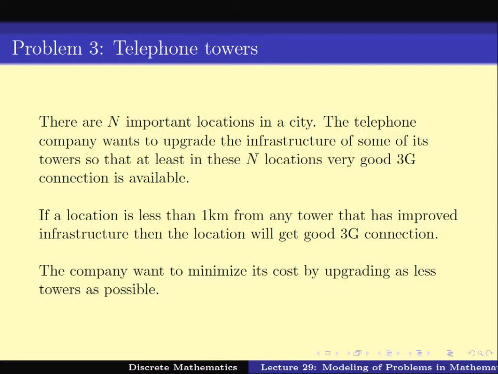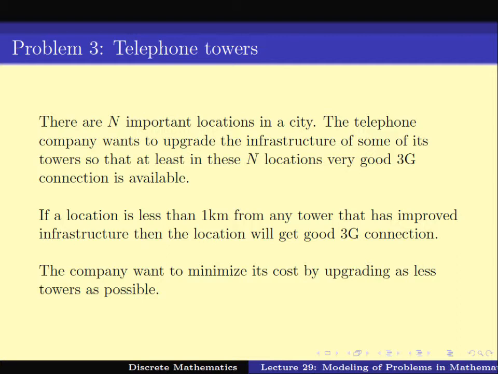Now, if a location is less than 1 kilometer from any tower that has an improved location, then it will have good 3G connection. The company of course wants to minimize the number of towers it has to upgrade, so that at the end it also wants to ensure that everybody in all these n important locations in the city gets good 3G connection.